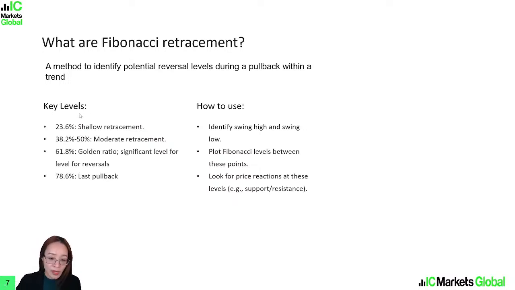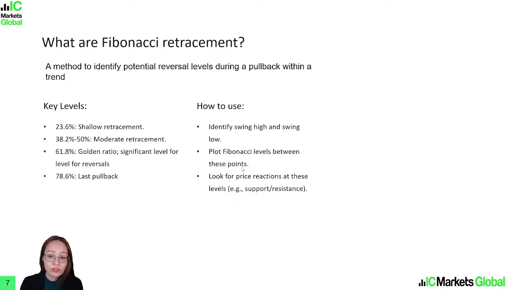There are key levels that we use for Fibonacci retracement. A pullback at 23.6% is a small pullback, 38.2 to 50% is a moderate retracement, 61.8% is the golden ratio, a significant level for reversal, and the last one, 78.6%, is basically the last pullback.